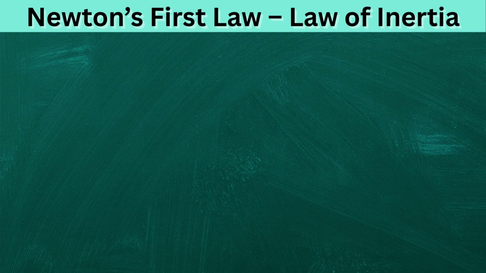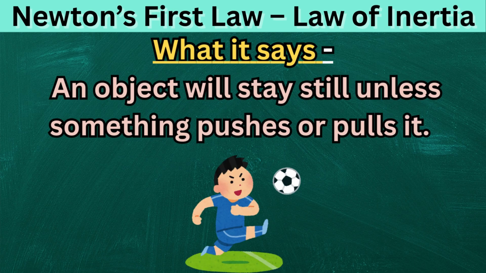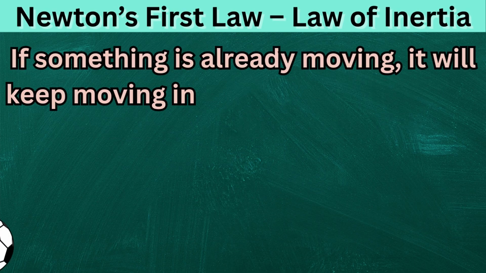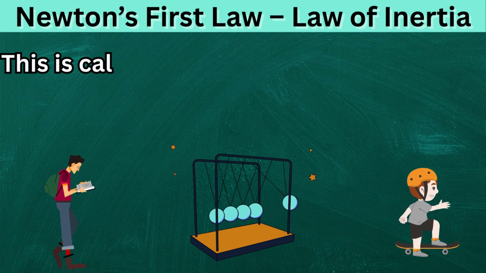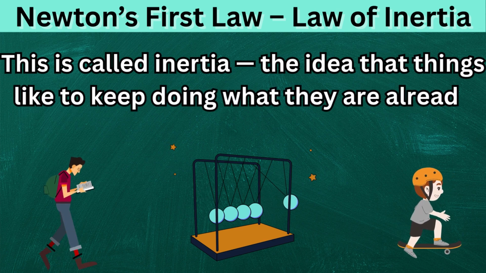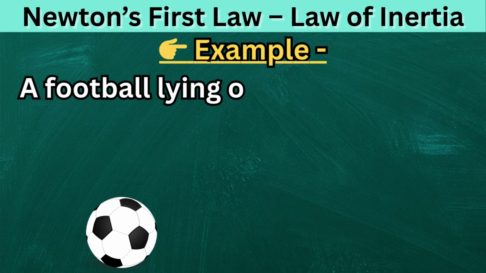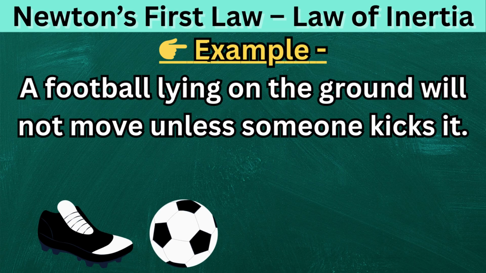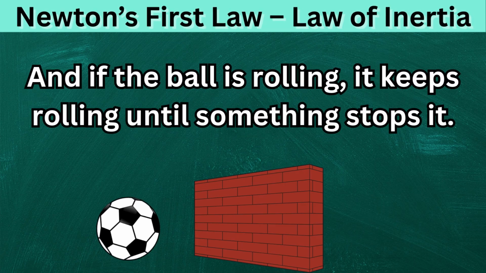Newton's first law, the law of inertia. What it says: an object will stay still unless something pushes or pulls it. If something is already moving, it will keep moving in the same way unless a force stops it. This is called inertia, the idea that things like to keep doing what they are already doing. For example, a football lying on the ground will not move unless someone kicks it. And if the ball is rolling, it keeps rolling until something stops it.